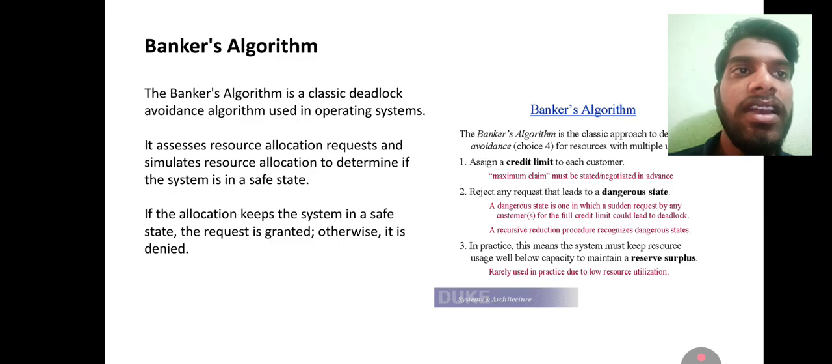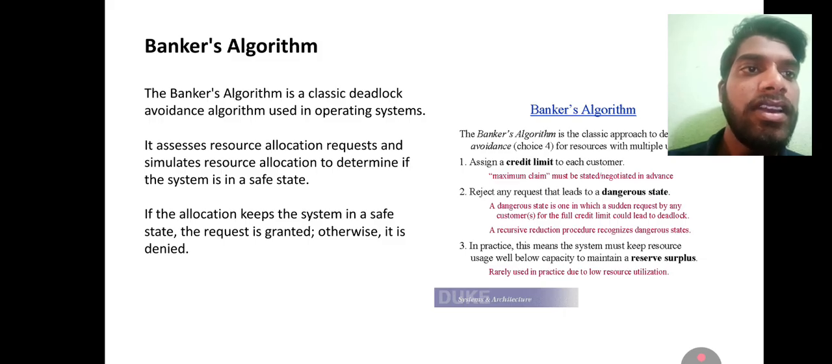Banker's algorithm is a classical approach to deadlock avoidance for resources with multiple instances. Assign a credit limit to each customer. Maximum claim must be stated and negotiated in advance. Reject any request that leads to a dangerous state. A dangerous state is one in which a sudden request by any customer for the full credit limit would lead to deadlock. The reduction procedure recognizes a dangerous state. In practice, this means the system must keep resource use below capacity to maintain a reserve surplus.